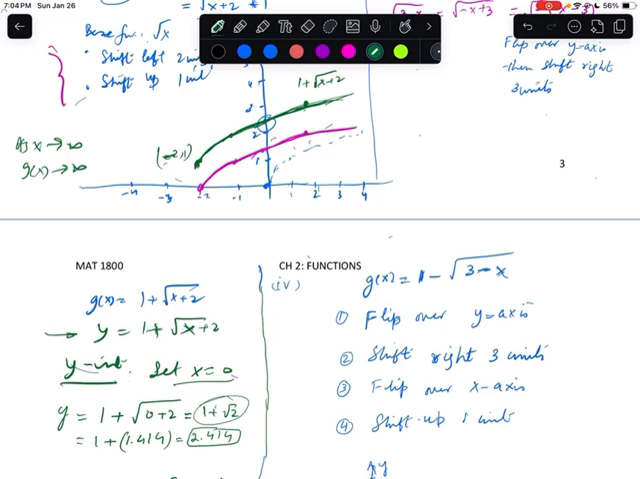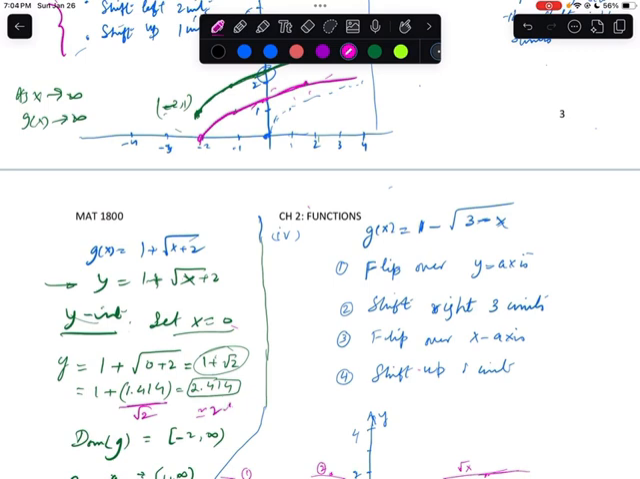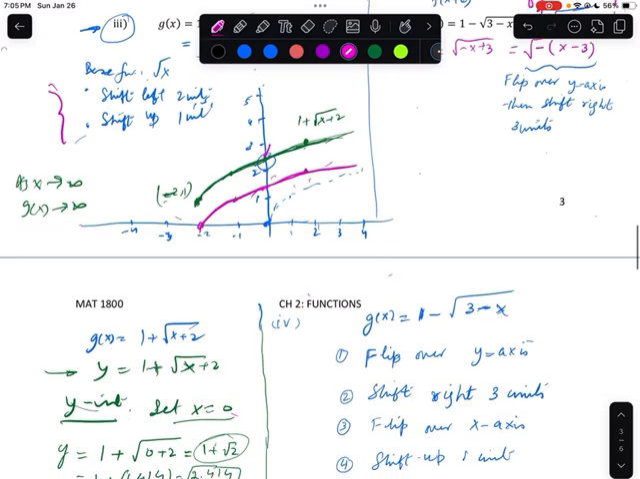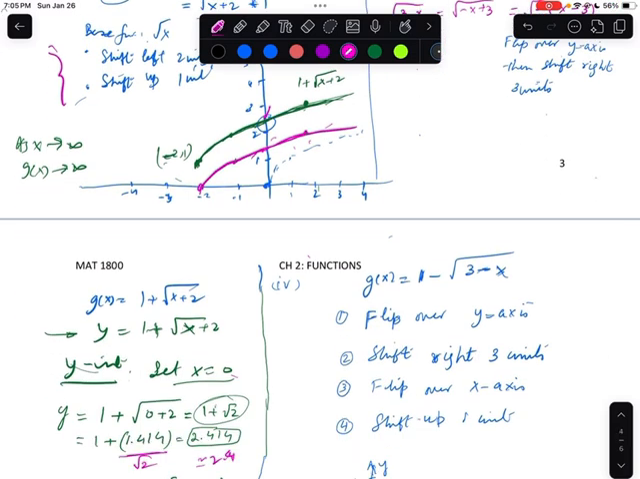Now what is the square root of 2? The value is about 1.414, roughly. Then I have one more, so 1 plus 1.414, and I get a value of 2.414. We can think of it as just 2.4 for graphing purposes. If you go to the graph, you note this is actually the point, and it is about 2.4, which is correct.